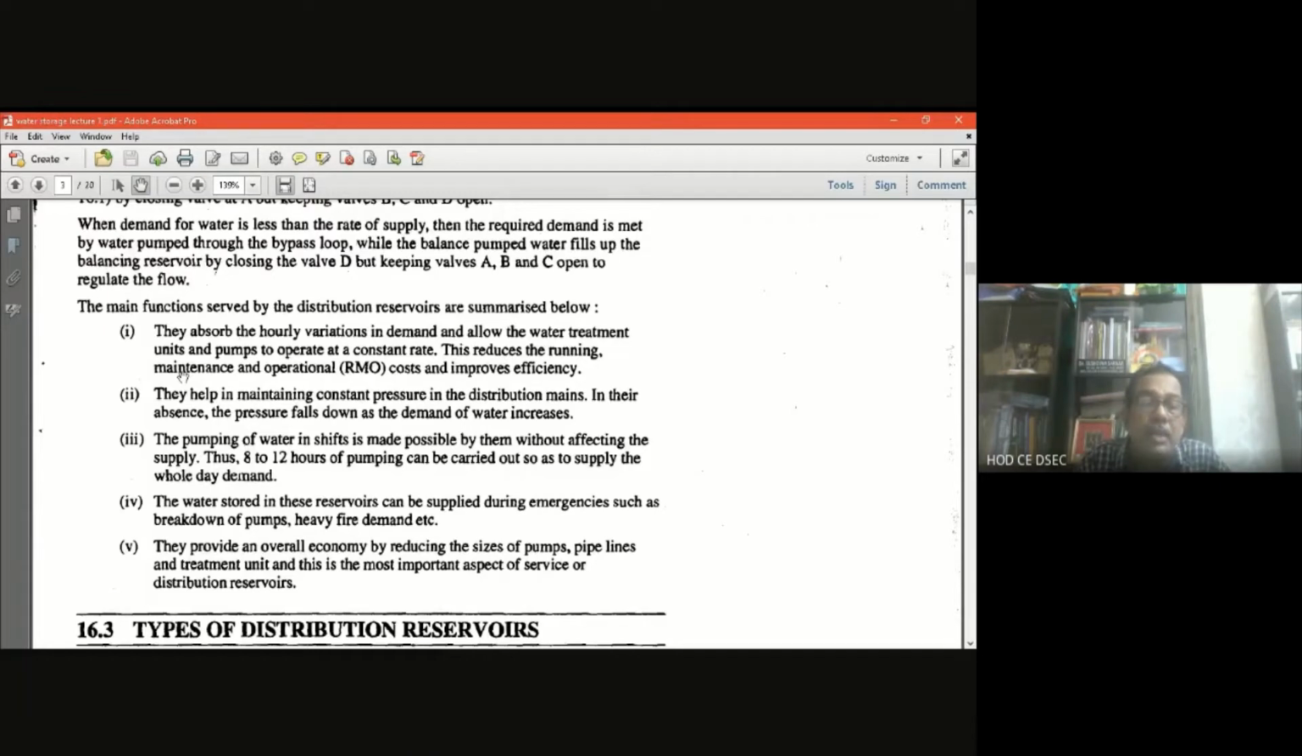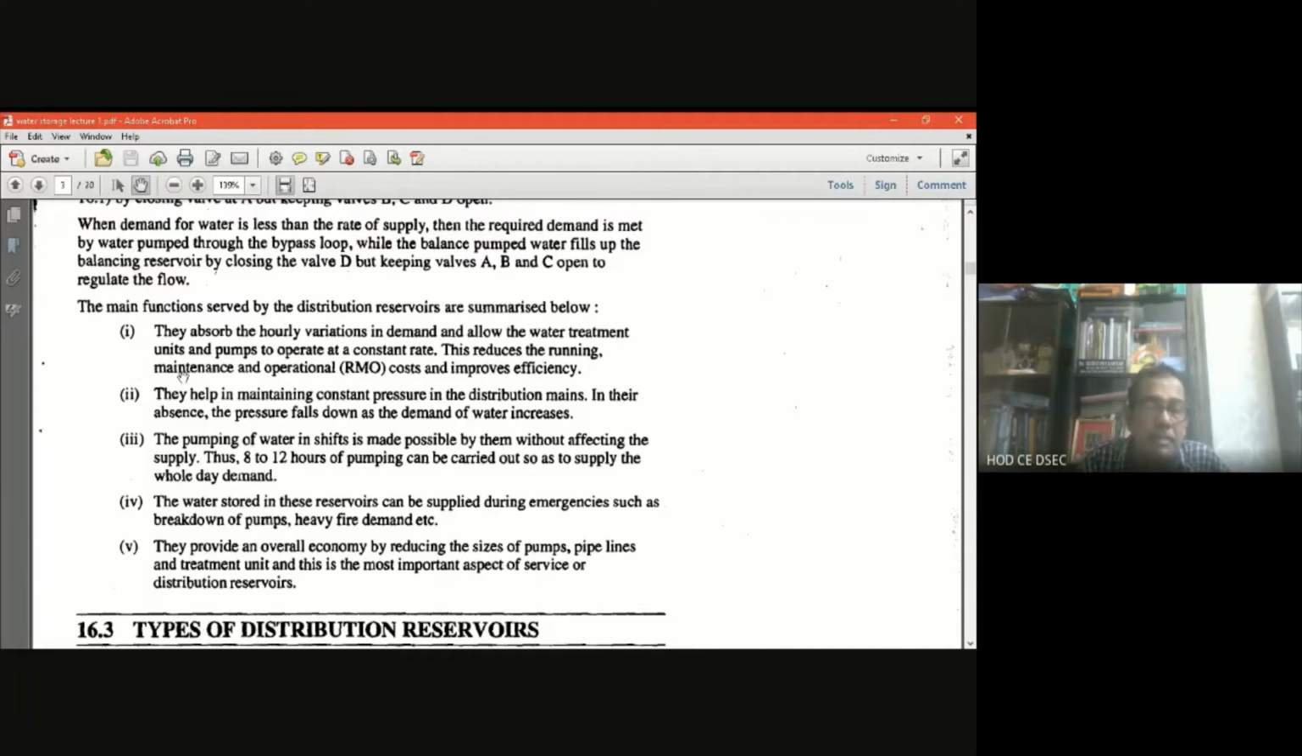So the pumping of water can be done in shifting periods, because 24 hours operation of the pump is not convenient and not economical either. For shifting time, we can consider 8 to 12 hours, or in the evening from 6 to 10 hours. So that pumping can be carried out to supply the whole day's demand, because we have stored the water in the reservoir. So an intermittent pumping system can supply the whole day demand.